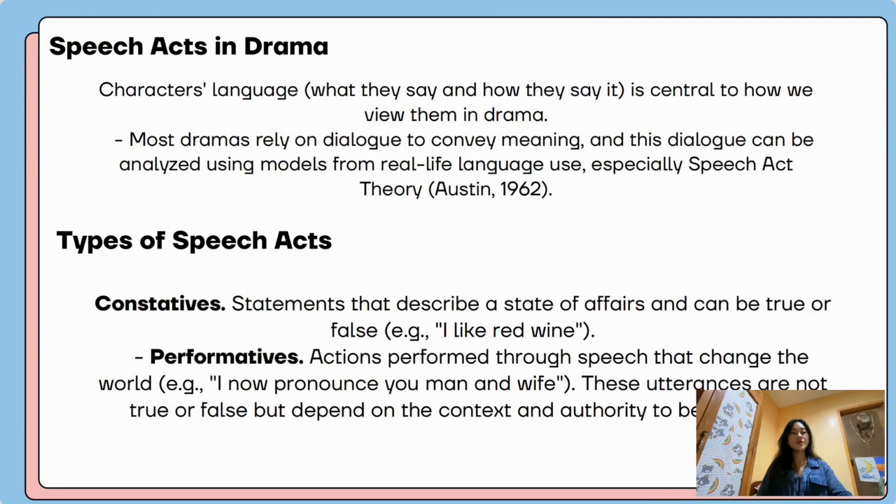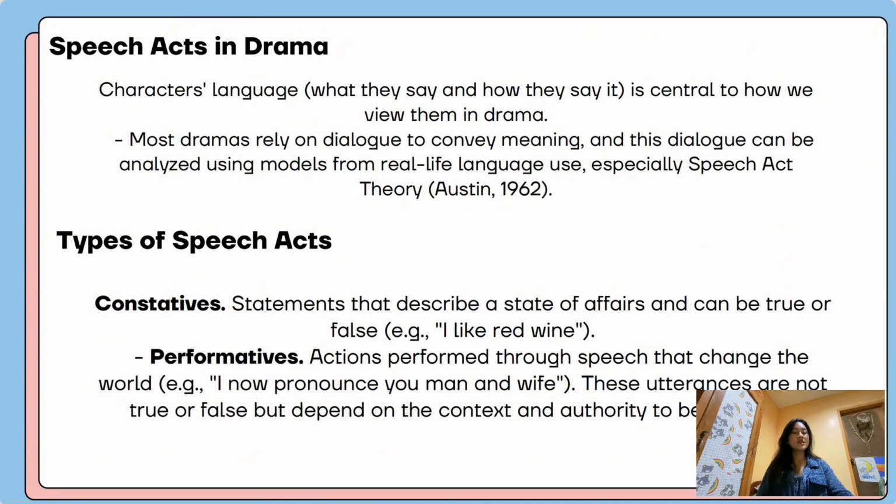Next is types of speech acts. This can be divided into two, which are the constatives and performatives. These describe different ways language is used to convey meaning or perform actions.